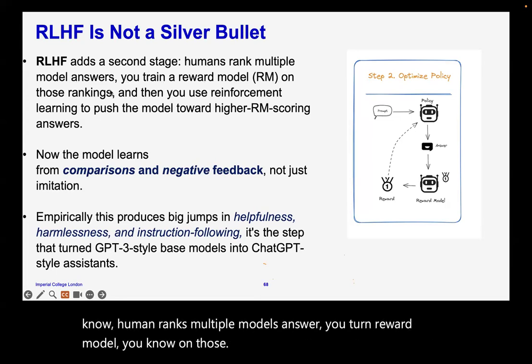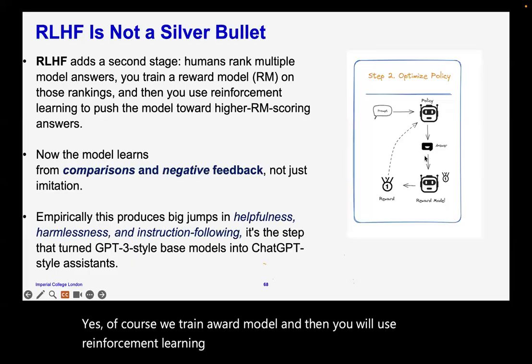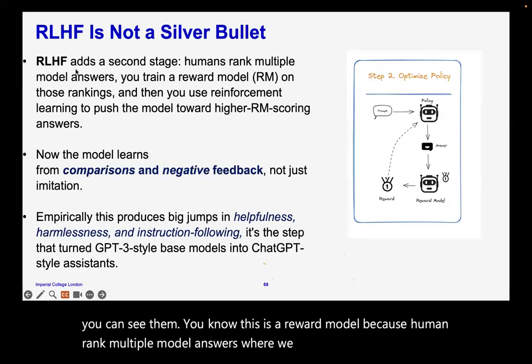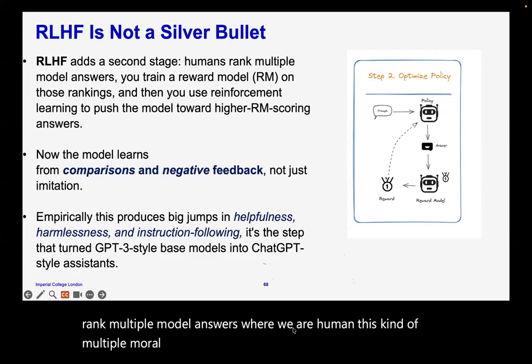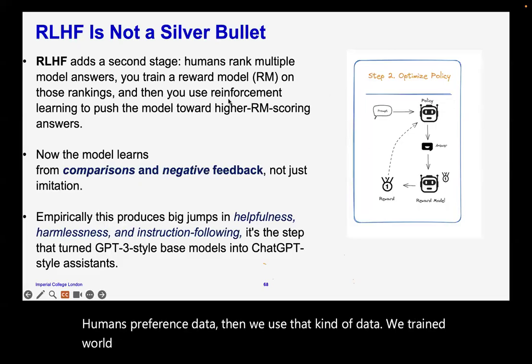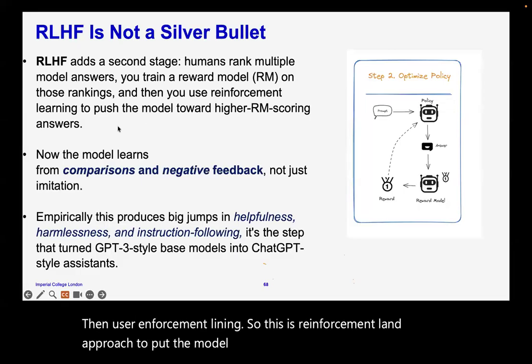Yes, of course, we train a reward model, and then we use reinforcement learning to push the model toward higher scores. This is a reward model because humans rank multiple model answers. This kind of multiple model answer is called human preference data. Then we use that data to train the reward model, right? And then use reinforcement learning. So this is a reinforcement learning approach to push the model toward higher reward model scoring answers.